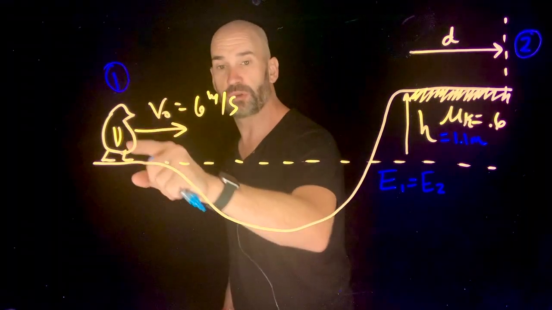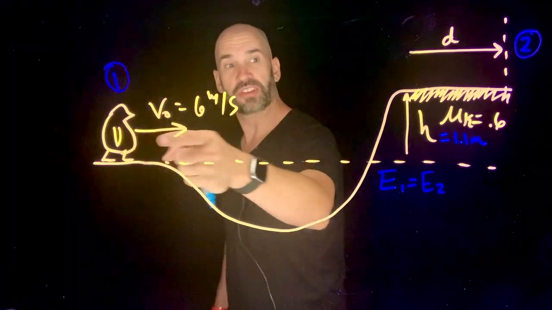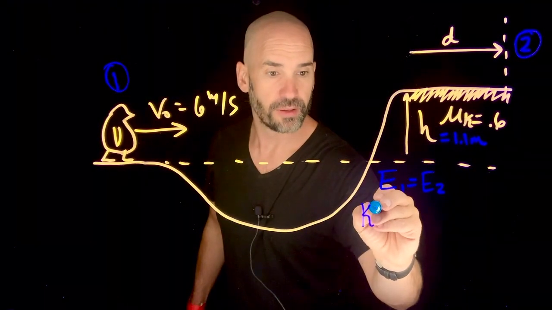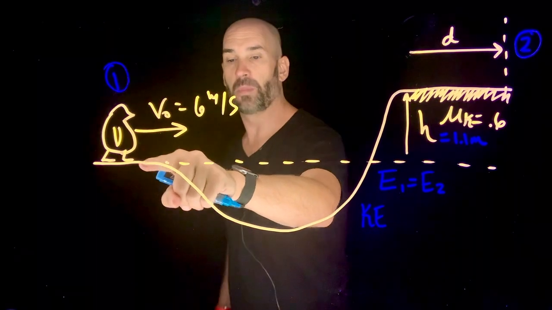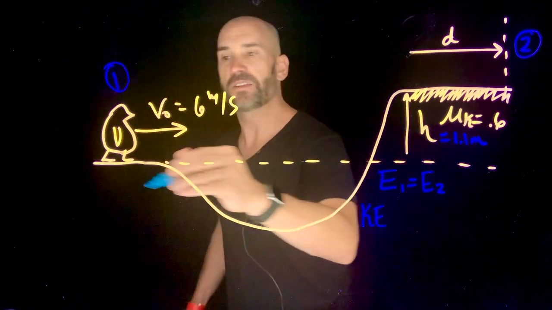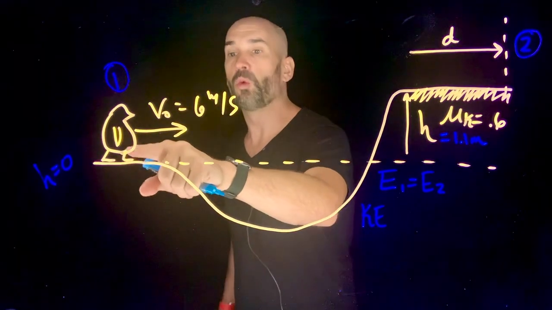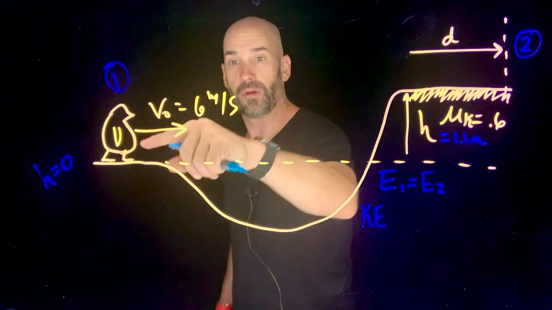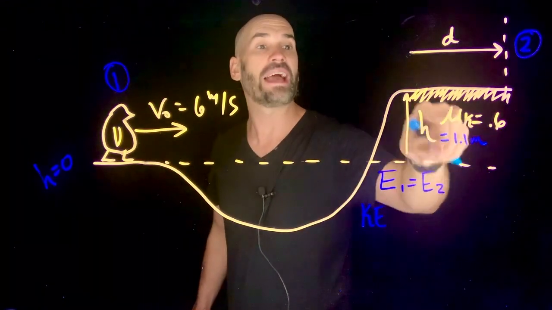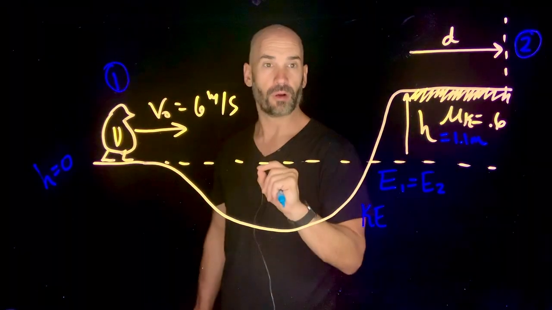Well, in the initial situation, she has what kind of energy? Just kinetic, right? So I'm going to put kinetic energy here. And you could say that, yes, she has some potential energy above this surface, right? But it's fine to just call this h equals 0, okay? Because we're only concerned about her position relative to where she starts, and she's rising from this level. This part doesn't even come into play, okay?